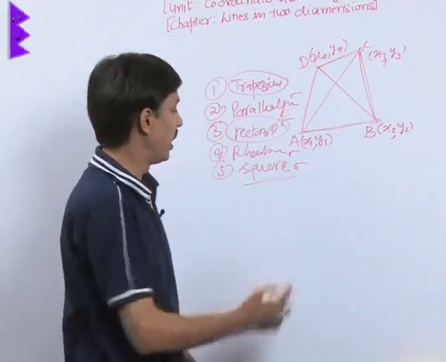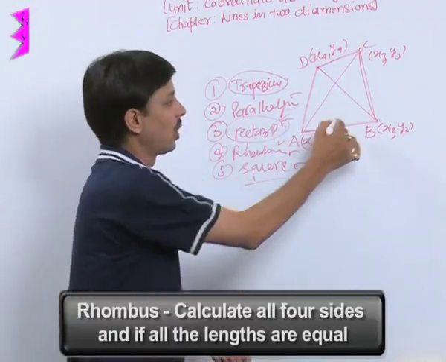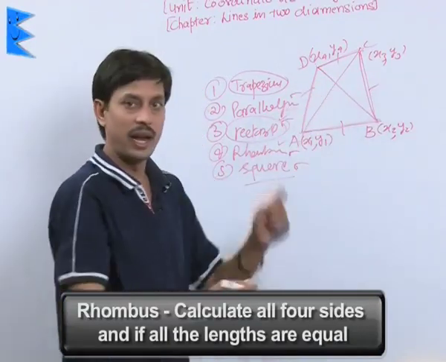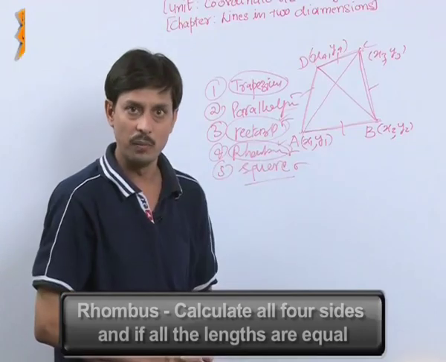Suppose you want to say it is a rhombus. To check whether it is a rhombus, you have to calculate all four sides, and if all these lengths are equal, we will say it is a rhombus.